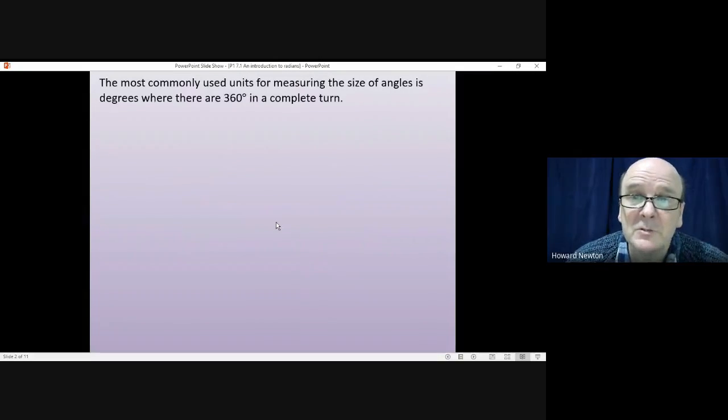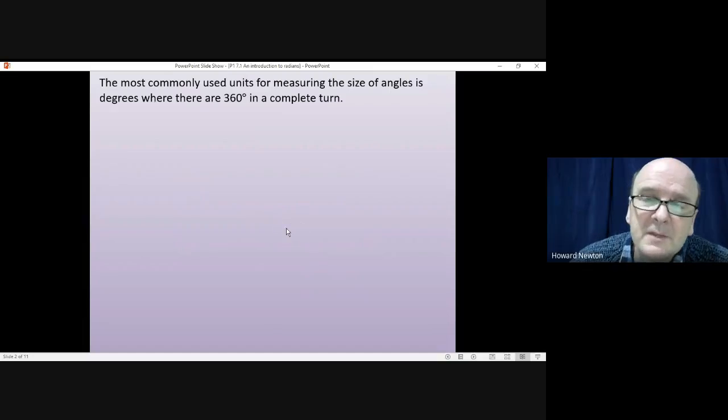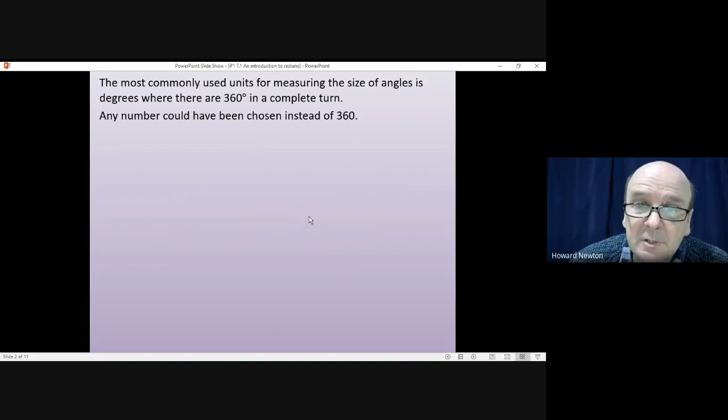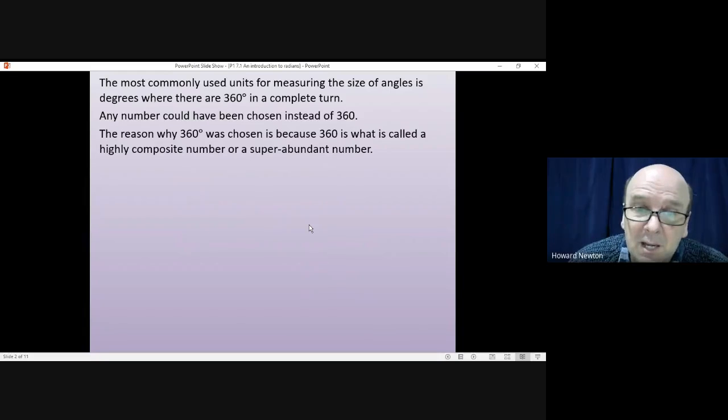But the most commonly used units, the ones that you'll be most familiar with for measuring the size of an angle, are degrees, where there are 360 degrees in one complete turn. But where do degrees come from, and why are there 360 degrees in a complete turn? The truth is, any number could have been chosen instead of 360, but 360 was chosen because it is a very special number. It's called a highly composite number or a superabundant number. Both of those terms mean that it's a record holder for the number of factors it has for the size of the number.